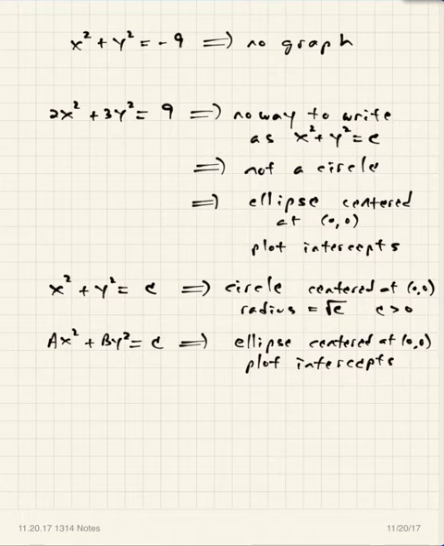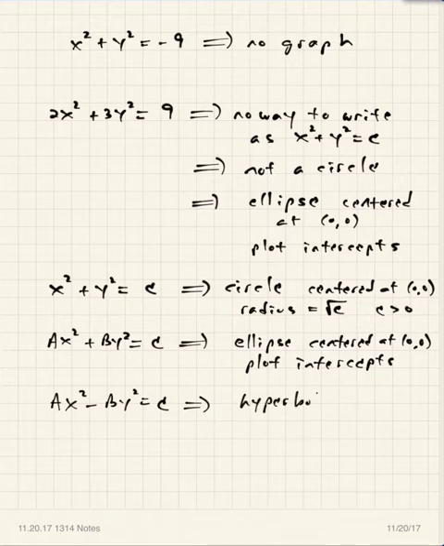Okay, and then finally, we've talked about circles and parabolas and ellipses. The final type of graph is if the equation is much like an ellipse, but it's a subtraction problem instead. So ax squared minus by squared equals c. So notice the only difference there is that this is a subtraction problem instead of an addition problem. Then this graph is a hyperbola.